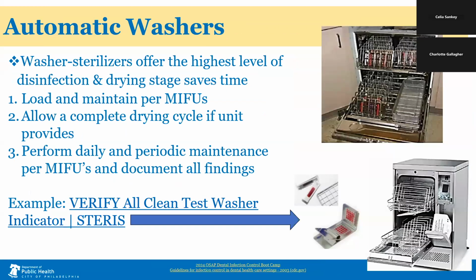The second type of automatic cleaner is a washer disinfector, and this offers the highest level of cleaning and disinfection. It also saves time and eliminates risks by rinsing and drying. Commercial tests are also used to verify performance quality. Again, all maintenance and testing should be logged as performed.